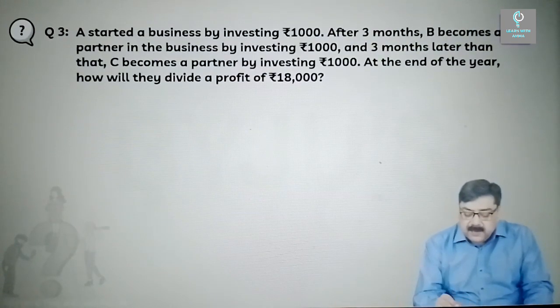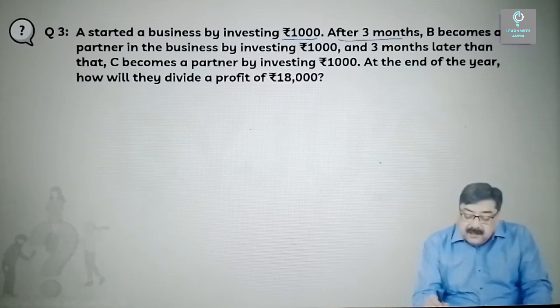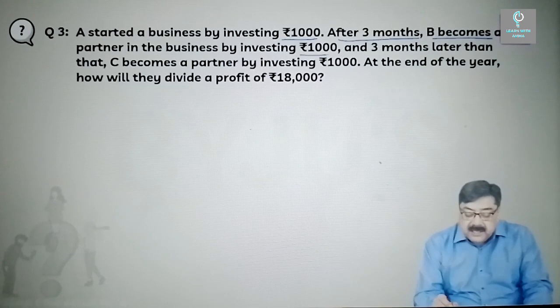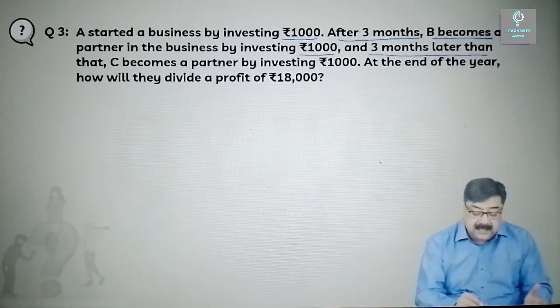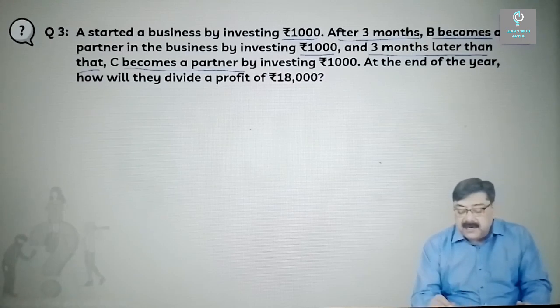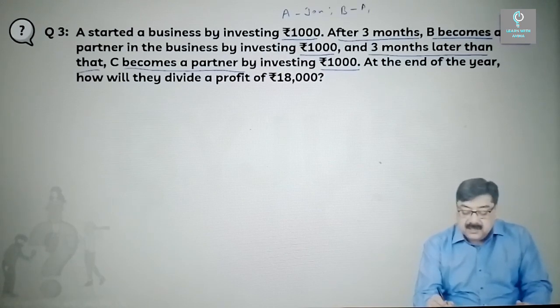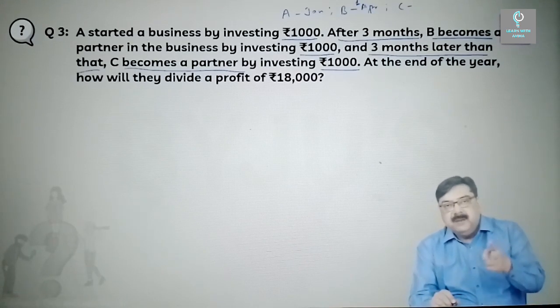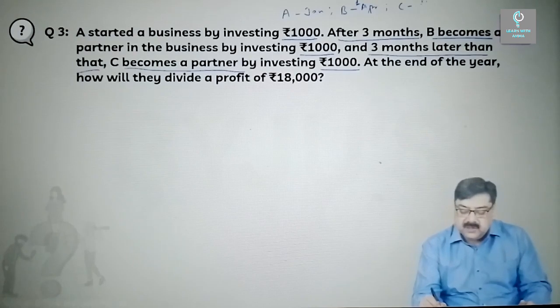A started a business by investing rupees 1,000. After 3 months, B becomes a partner in the business by investing rupees 1,000. And 3 months later than that, C becomes a partner by investing rupees 1,000. So let us say A started the business in the month of January. Now B joins after 3 months, that is on 1st of April, let us say. And C joins 3 months later than that, April, May, June. So that is, let us say, 1st of July.